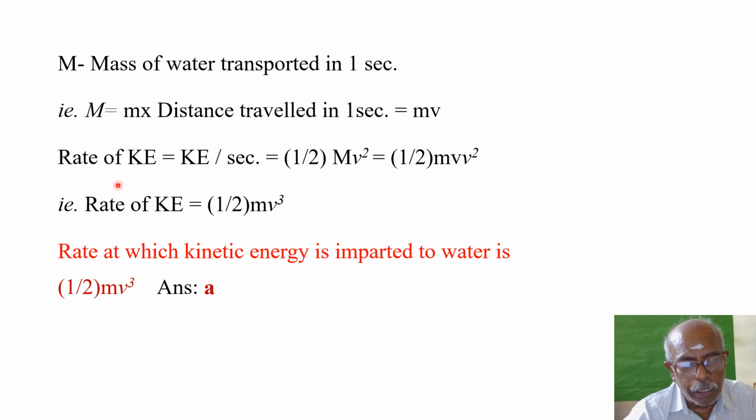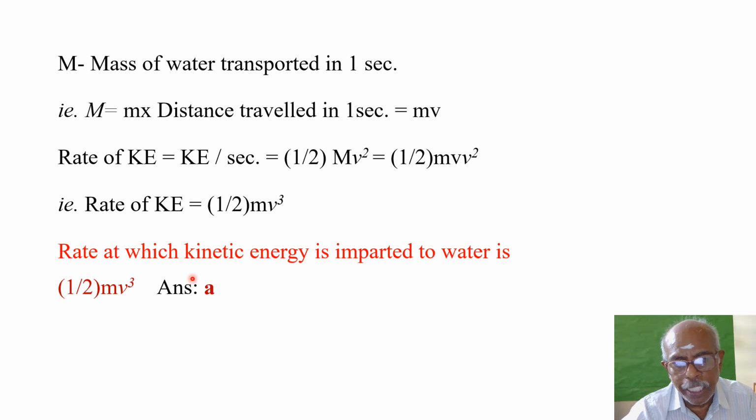So now, once again, going back to the rate of Ke, it is Ke per second is equal, already you have seen this one, half M v square, half capital M into v square. You substitute the value of capital M, that is equal to small m into v, half m v into v square. It means what? Half m v cube. So your question is, rate at which kinetic energy is imparted to water is half m v cube. So in that sense, option A is the right answer.